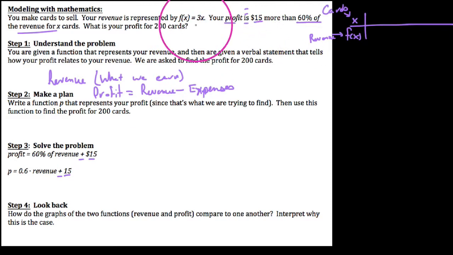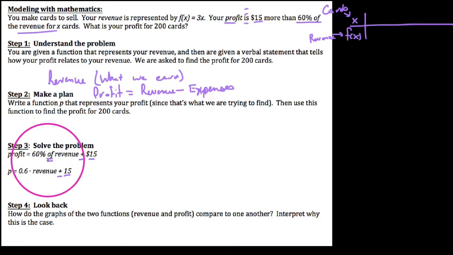Now, 60% of the revenue for x cards. We say, all right, well, I have an expression for revenue up top. We'll get to that here in a second, but basically 60% of the revenue. This word of is quite important here, because when you hear the word of in math, for the most part, you can think of it as grouping, and that means multiplication.